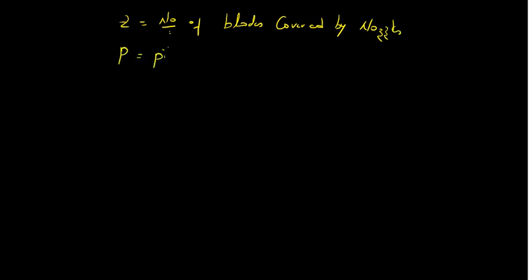Now we'll see what Z and P stand for. Z is the number of blades covered by nozzles. And what is this P? P represents the pitch of the blades in meters. Yes, this is the expression that we have.